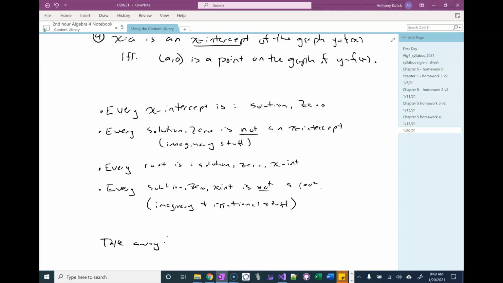So what we're going to use in part of this process is our calculator to identify x-intercepts, and we'll use that as part of our information.